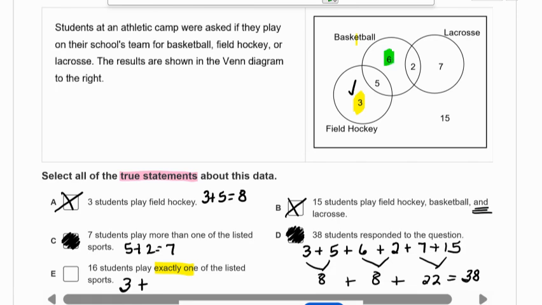These 6 students out here only play basketball. So we want to include the 6. These 7 students out here only play lacrosse. That's only 1. So we want to include those. If we add these 3 numbers up, we get 16. E is also a true statement. So you wanted to choose C, D, and E for this question.